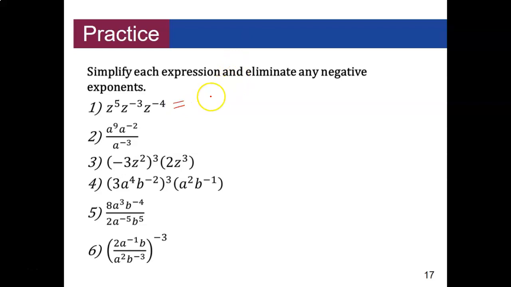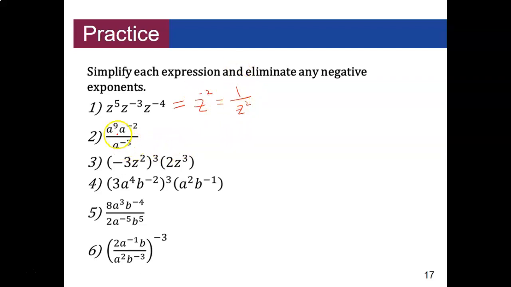Okay, your answers on this one, we've got z, we're going to add all these together. So z to the 5th, 5 plus a negative 3 plus a negative 4 is going to give me z to the negative 2. We know that we can't leave a negative exponent, so we'll do 1 over z to the second.